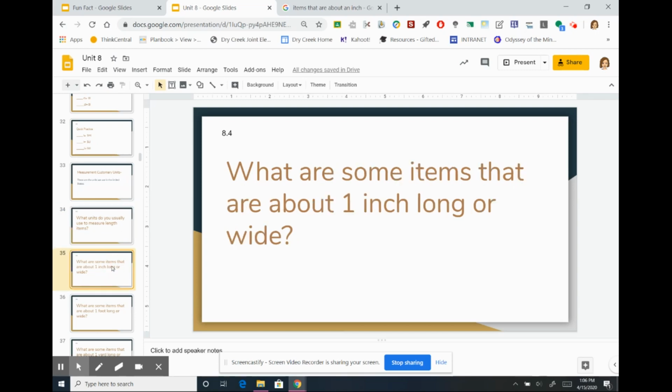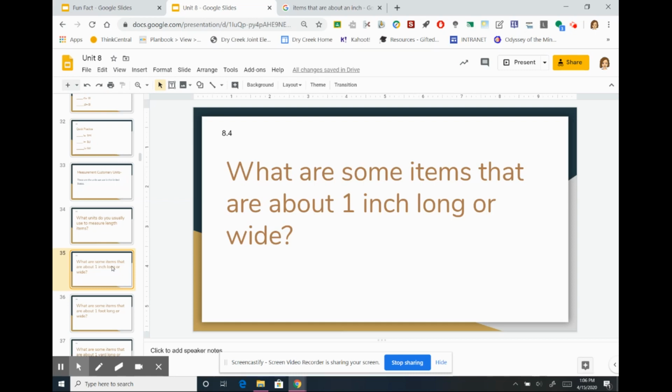Okay. So, what are some items that are about an inch in length or width? What are some items that you have at your house that are about an inch long? Now, if you have a ruler, please get a ruler and go around your home and measure some items that are about an inch. Stop the recording and see if you can find some items that are about an inch in length at your house.